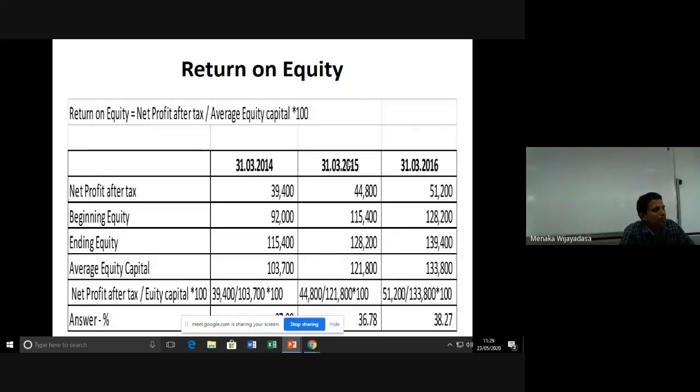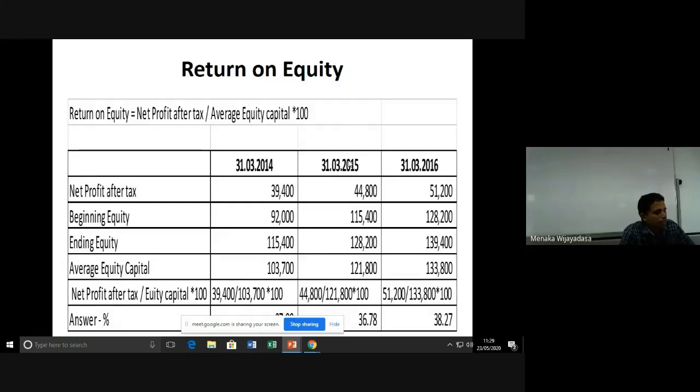That's why I asked you, when a ratio is calculated based on two figures, one from the income statement and one from the statement of financial position, you have to take the average figure for the item you are using from the statement of financial position. That's why, under return on equity, we took one item, net profit after tax from the income statement, divided by equity capital. For equity capital, you need to take the average balance.